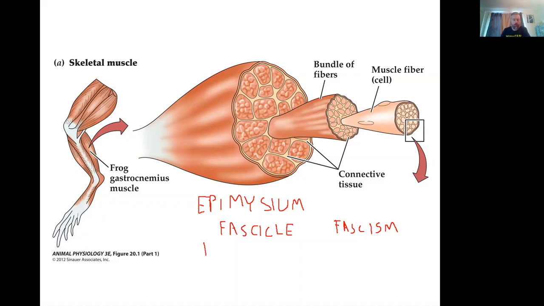Here, we refer to this as the, and I'm not going to write this out again, perimysium, all right? And then the muscle cell, the muscle fiber, is also surrounded by connective tissue. In this case, this is the endomysium.